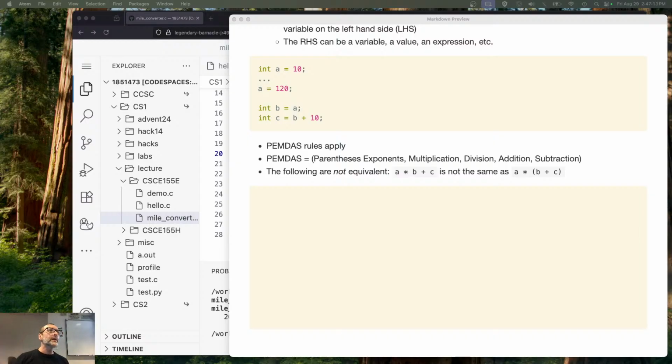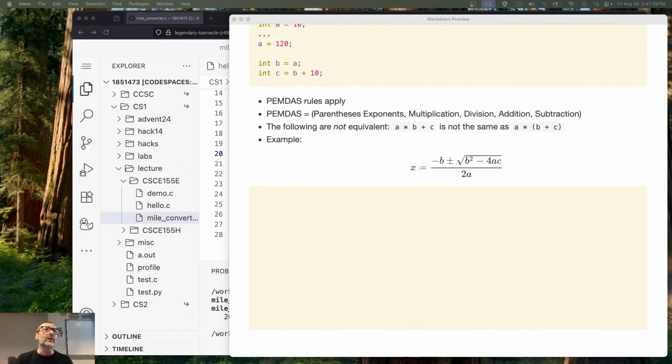So the same PEMDAS rules that you've been following in algebra or arithmetic, actually, for your entire life, they apply here as well. Why? Because code should be familiar, right? We're trying to be as English as possible. Here's another example. What is that thing?